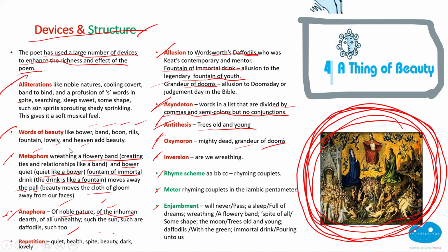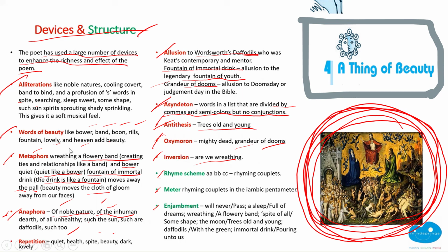Inversion: "Are we reading?" What he means to say is that we are putting together flowers, but the inversion makes it most like a question. Rhyme scheme is A B B C C, beautifully rhyming couplets. Meter: iambic pentameter, you have 5 beats. "A thing of beauty is a joy forever." Iambic pentameter.